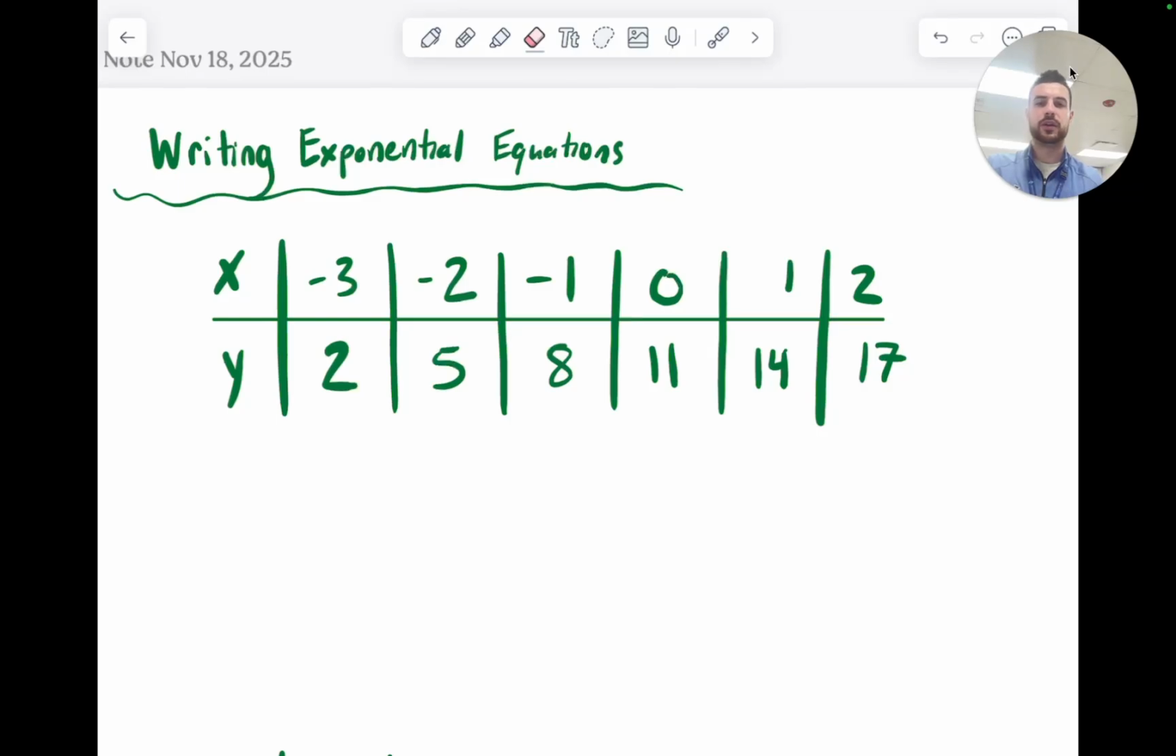All right, everybody, hello and welcome back. Today what we're going to do is work on writing exponential equations from points.